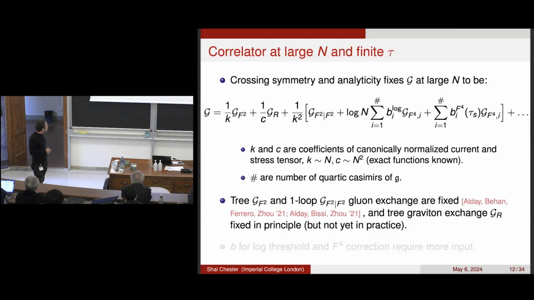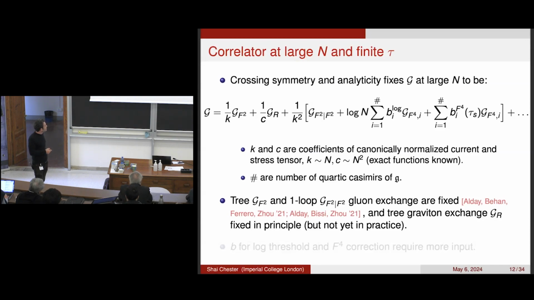This G R is the tree graviton exchange, where I wrote R to remind you of the Einstein-Hilbert term. This too is in principle fixed, although in practice it's a very hard calculation, and so people haven't fixed it yet. But it should be possible to fix this term. All these terms are fixed because they are given to you by the leading low energy description, which is the thing I was saying we already know. The thing which we don't know is the higher derivative corrections.